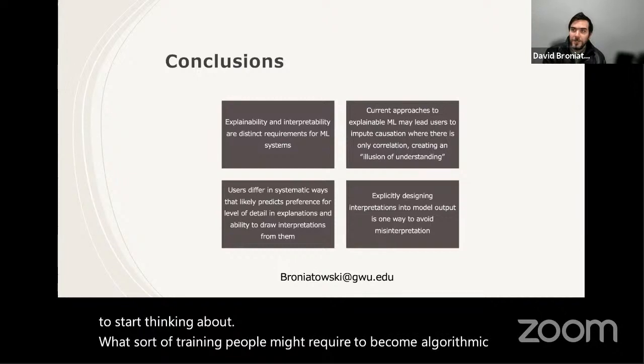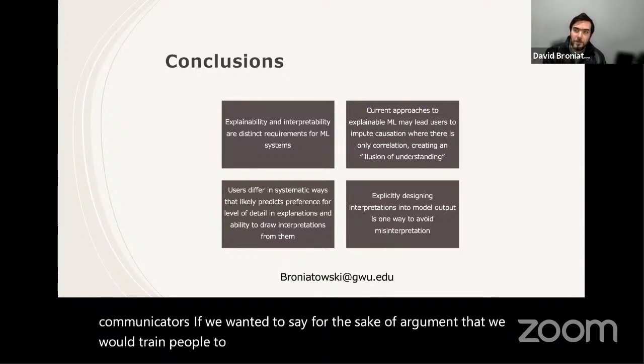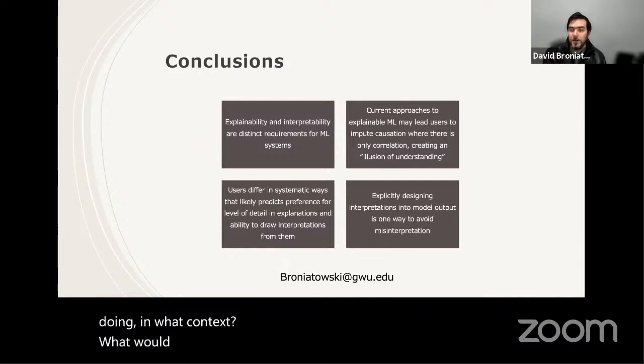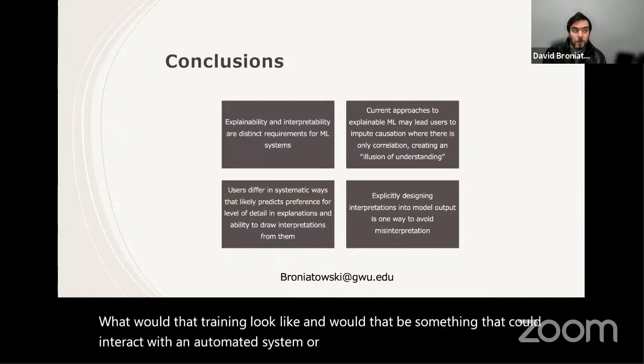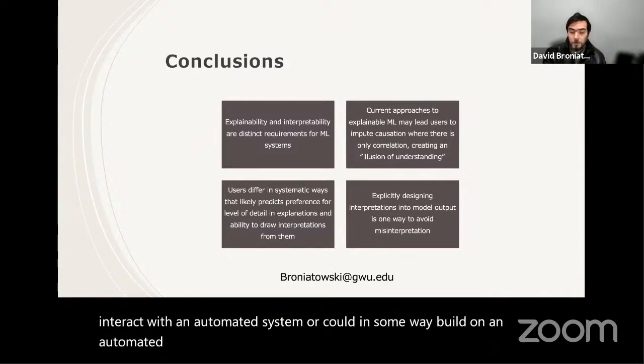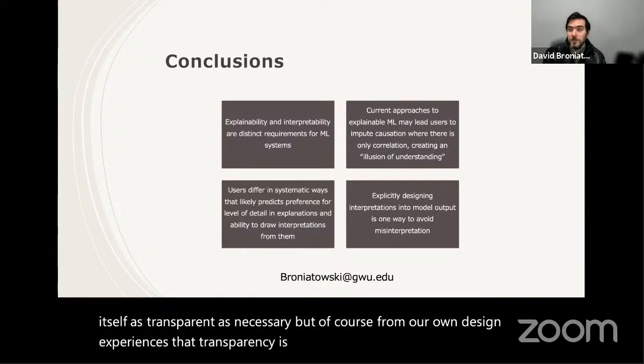If we wanted to say, for the sake of argument, that we would train people to help others understand what algorithms are doing in what context, what would that training look like? And would that be something that could interact with an automated system, or in some way build on an automated system? Certainly, we should do our best to make the system itself as transparent as is necessary. But of course, we know from our own design experiences that, as you stated, transparency sometimes comes at a cost in performance.